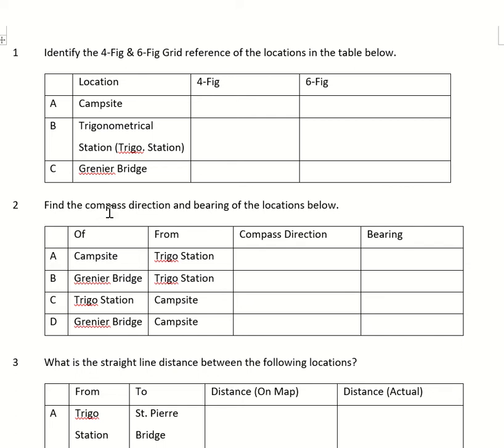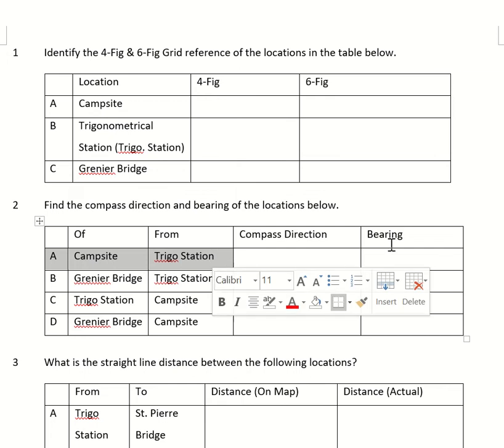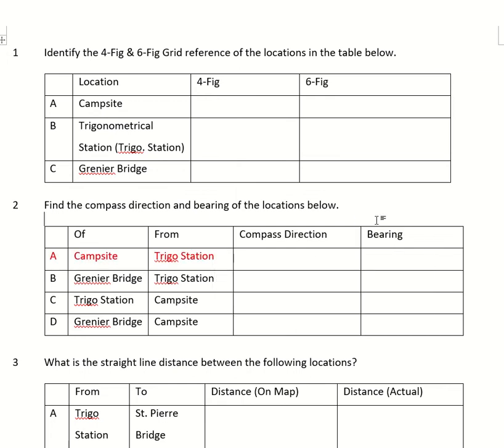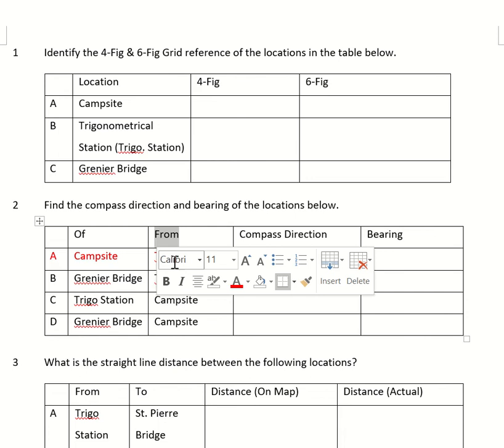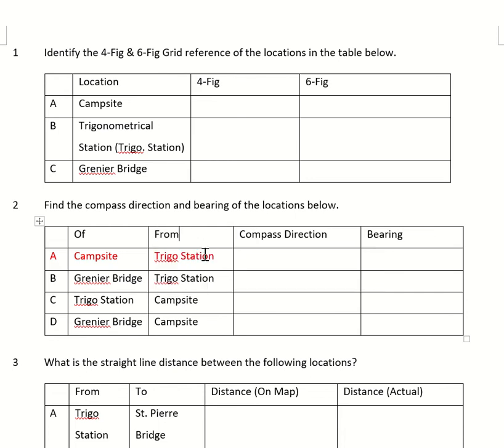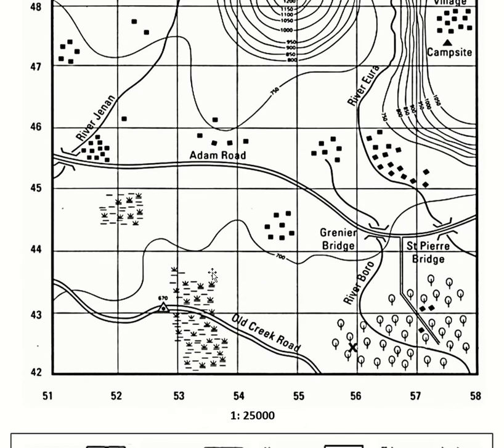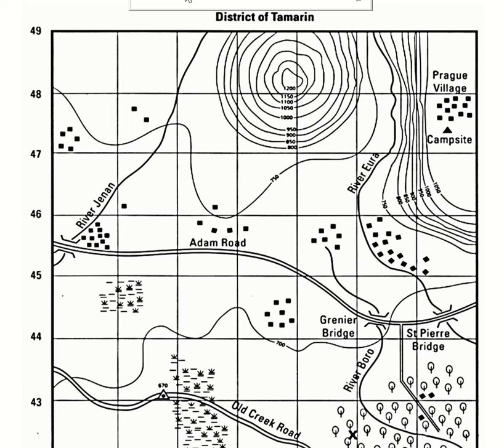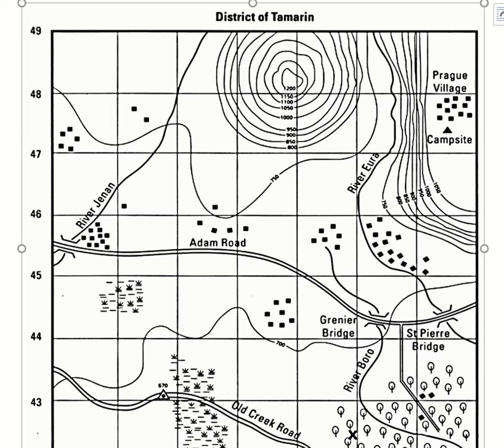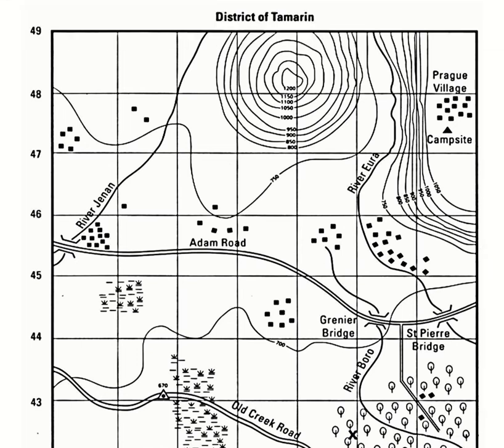It states: find the compass direction and bearing of the campsite from the Trigo station. So similarly, the word "from" followed by the location, this location will signify the place of origin, meaning to say that is where you start from. Okay, so let's identify Trigo station and campsite on the map. Okay, so I have identified it. So the Trigo station is here while the campsite is here.